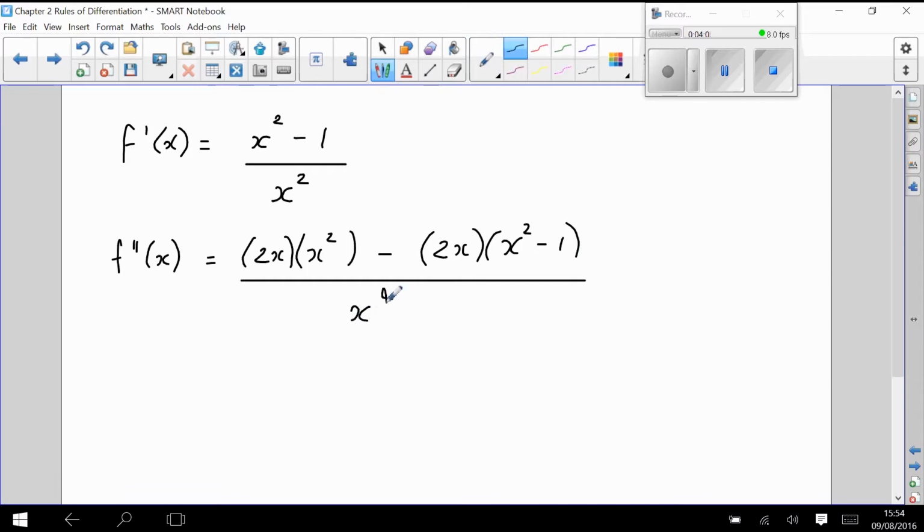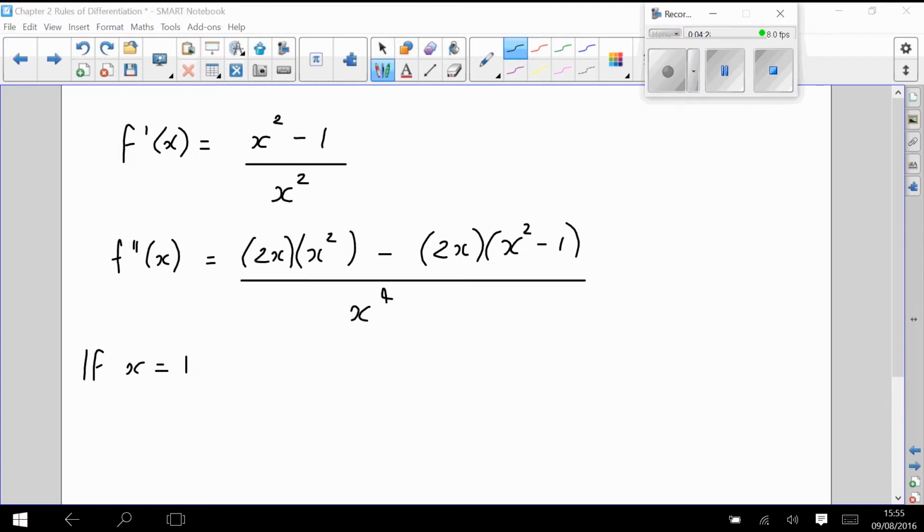Now remember, you had two values for x. If your x is equal to 1, what are you going to get? Are you going to get a plus answer or a minus answer? When you substitute x is equal to 1 into this expression, you will find that you are going to get a minus answer.